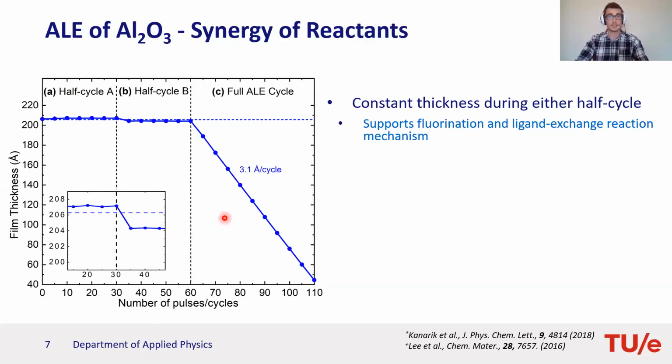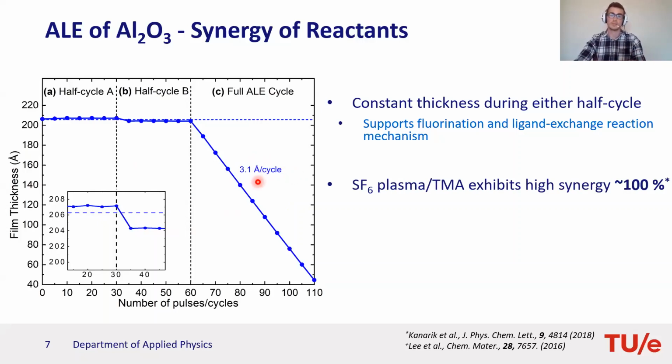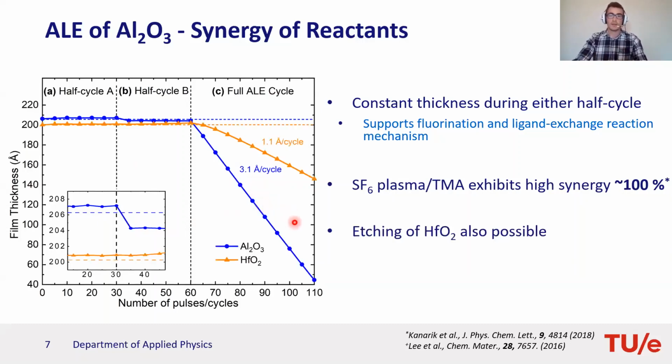If we now evaluate the synergy of our process using the etch per cycle obtained in half cycle A and half cycle B compared to the full ALE etch per cycle, we can see that our SF6 plasma TMA process exhibits near 100% synergy. It was also noted that this process could be used for etching of hafnium oxide.